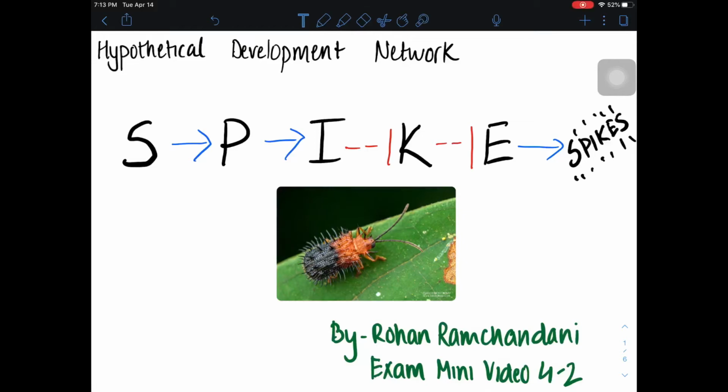In this video, we will talk about the hypothetical development network of the formation of spikes in cells of the ectoderm of the spiny beetle. However, not all cells in the ectoderm have spikes, and some can be smooth. We're given a pathway for the formation of spikes.